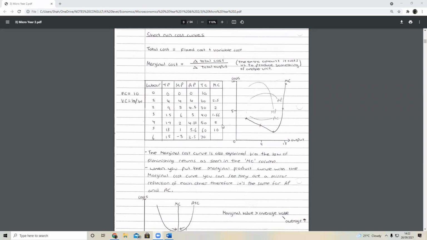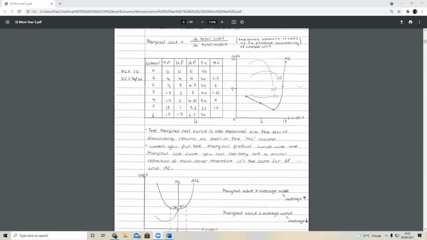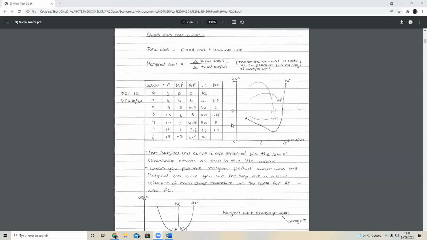If you're curious as to why it looks like this, you can just read up on it. But it's basically made up of the law of diminishing returns again. Okay, so when we're increasing our labor, we're going to see that total product first increases, then decreases, as with marginal product. And we're going to also see the same thing with marginal cost. Okay, so it initially decreases and then it starts to increase.